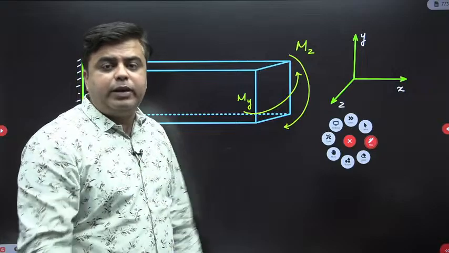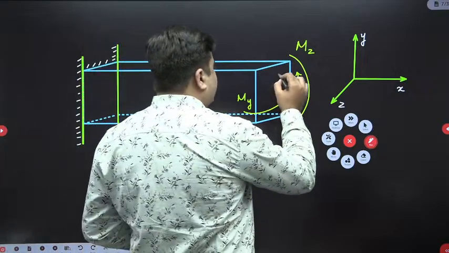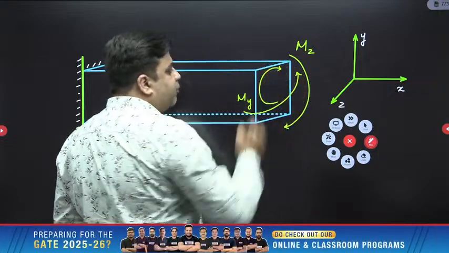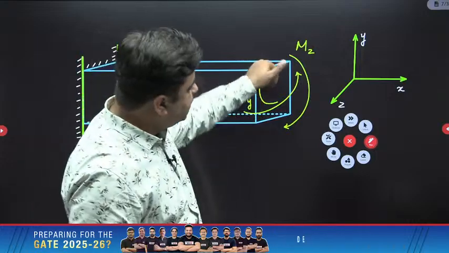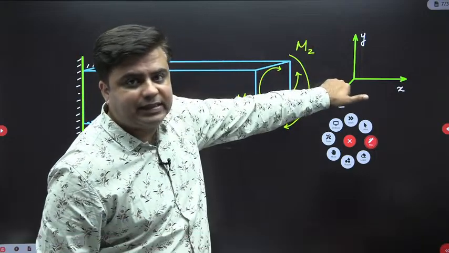The third moment that can act over any beam is if you apply a moment on the face of the beam like this. So when you apply a moment like this, and if you curl your fingers along the direction of moment, the extended thumb will point towards x direction.